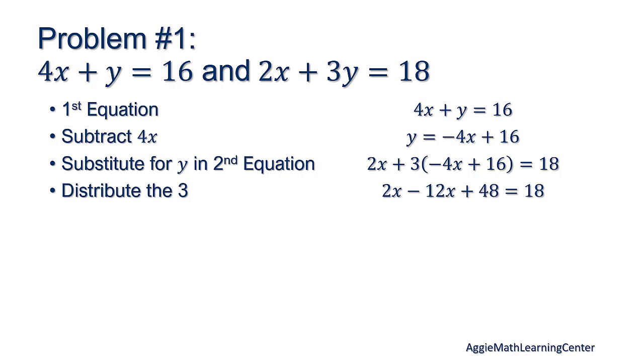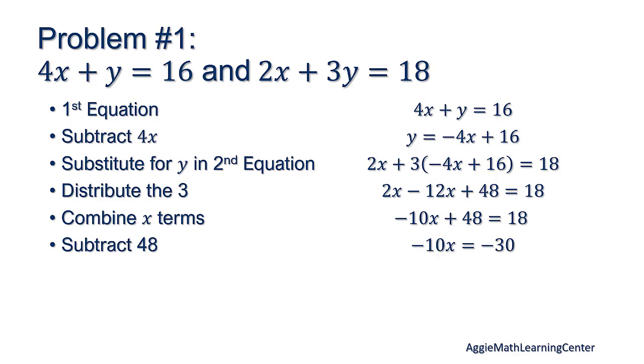Next, we distribute the 3, which leaves us with 2x minus 12x plus 48 equals 18. After that, we combine the x's to get negative 10x plus 48 equals 18. We then subtract 48 from both sides, leaving us with negative 10x equals negative 30. Once we do that, we divide both sides by negative 10 to give us x equals 3.